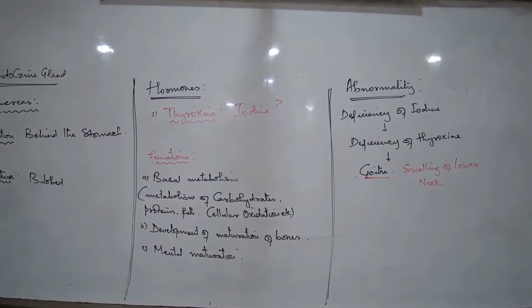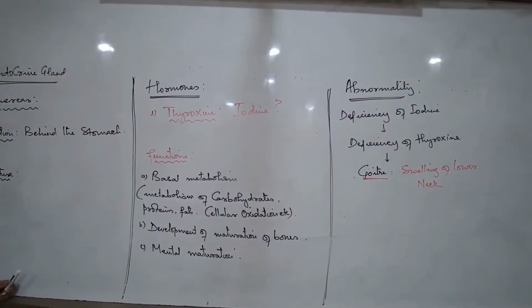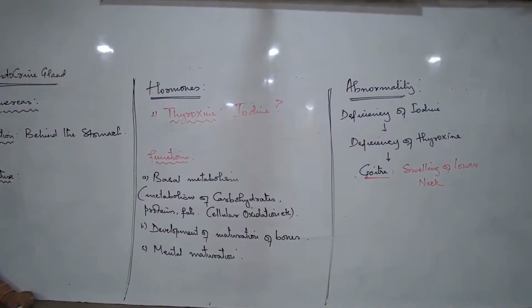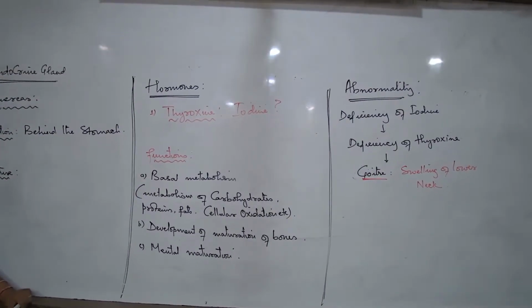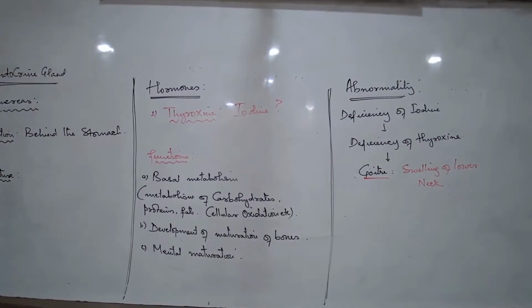Let us talk about the structure of the gland, pancreas. Pancreas is one exceptional gland. It is the only special gland in our body which produces both enzymes and hormones.